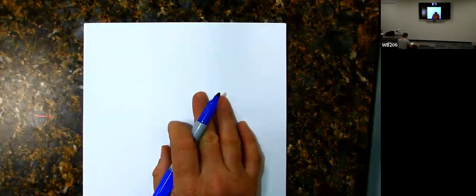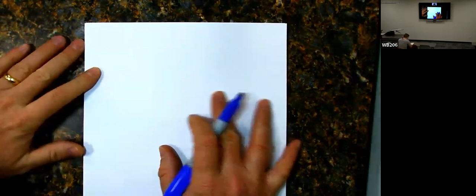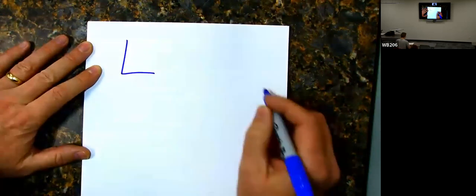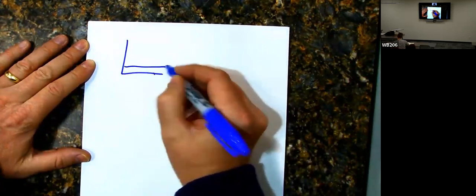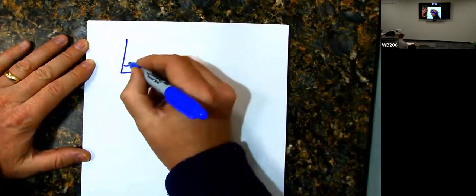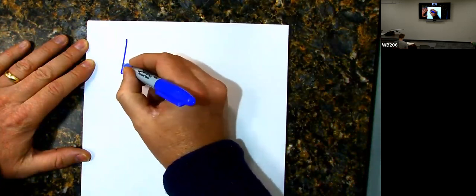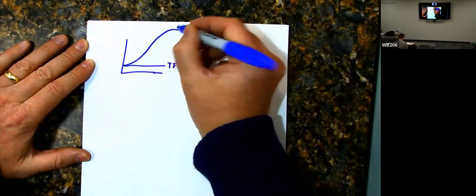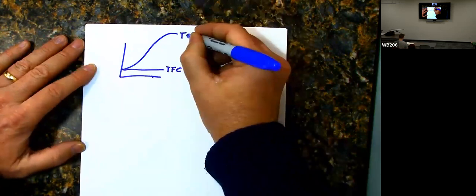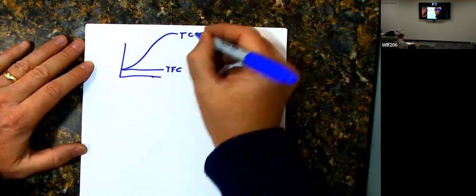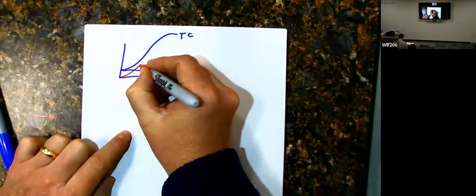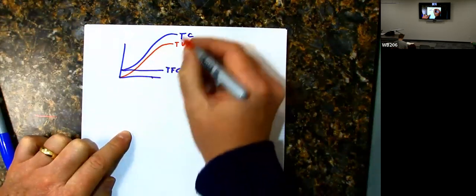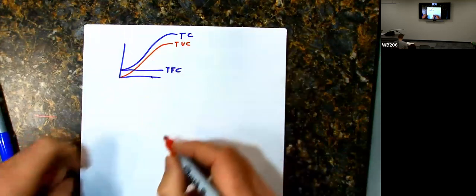Now that I've got to restart myself here, we started with this framework that describes our total cost curves. So we've got our total fixed costs and our total costs, which is sort of a reflection of our total variable costs. The total cost is the sum of these two.